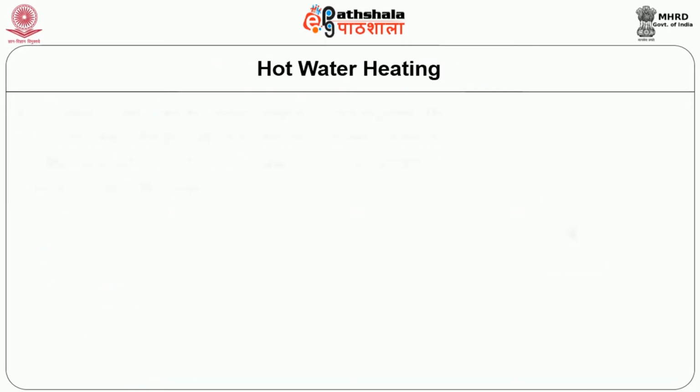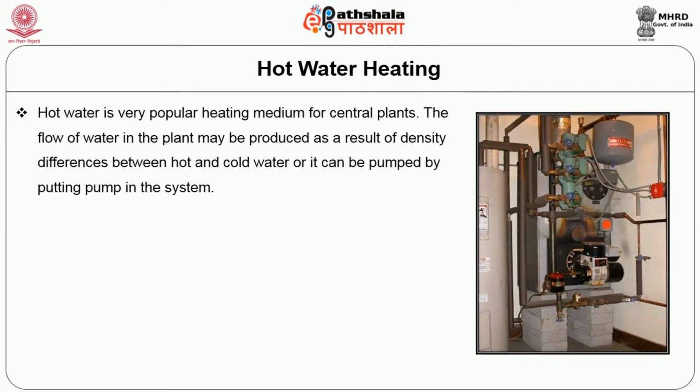Hot water heating. Hot water is a very popular heating medium for central plants. The flow of water in the plant may be produced as a result of density differences between hot and cold water, or it can be pumped by putting a pump in the system.